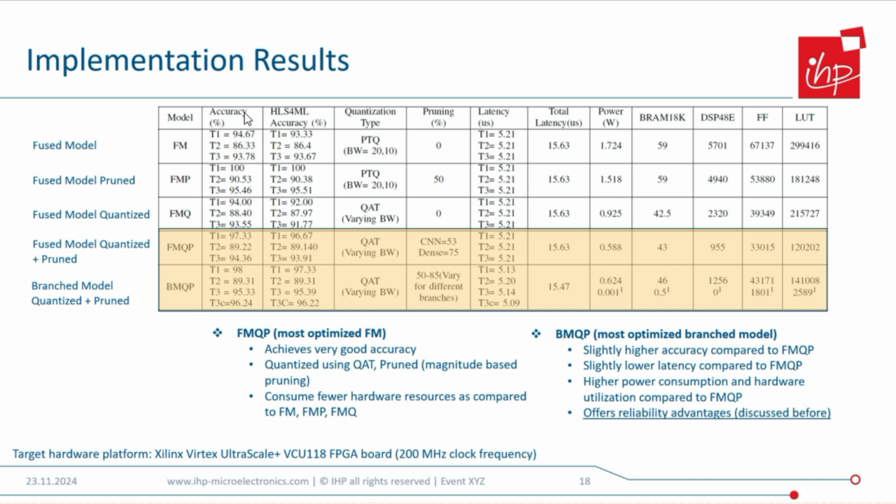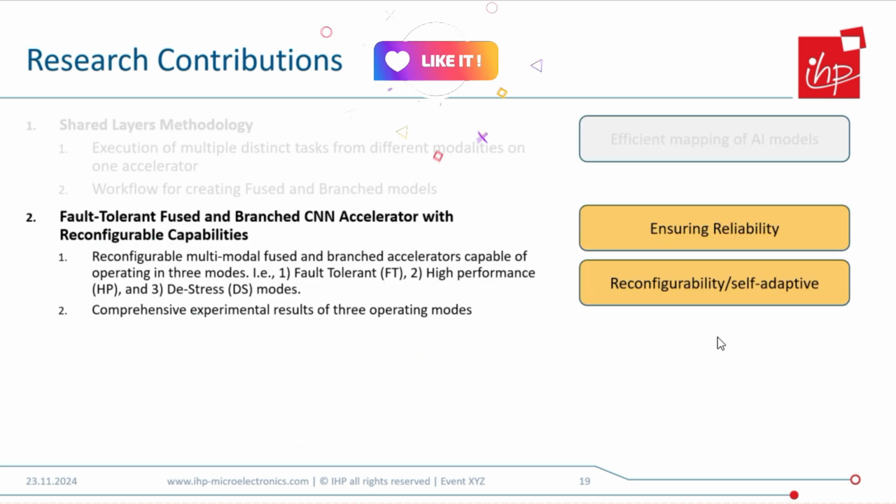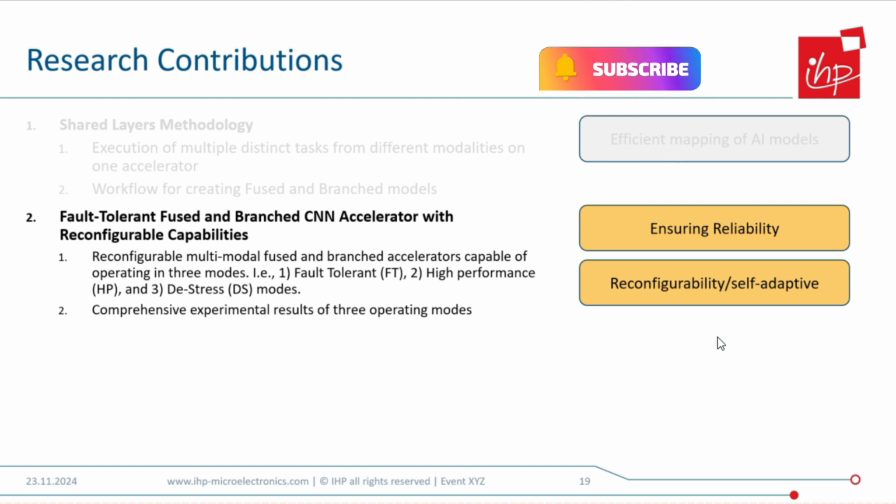In general, on one accelerator, you can see that for all the tasks, we are achieving quite good accuracy. On average, we are achieving 90% accuracy for all 3 tasks. You can also have a look at the hardware resource utilization. The more you're optimizing the model, the more hardware resource utilization is decreasing, and also the power is decreasing in a similar way. So this was the shared layers methodology, which was an efficient way of implementing multiple tasks from multiple modalities on one single accelerator. And these 3 tasks execute on a single accelerator in a time division multiplex manner.